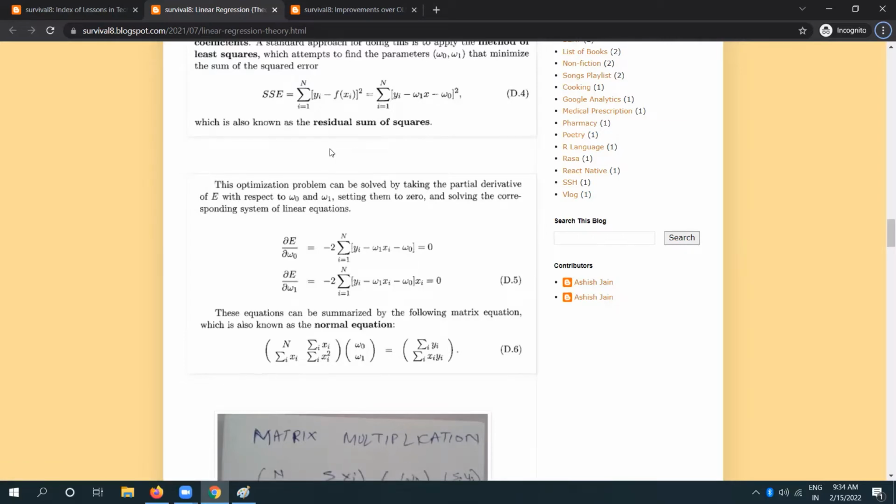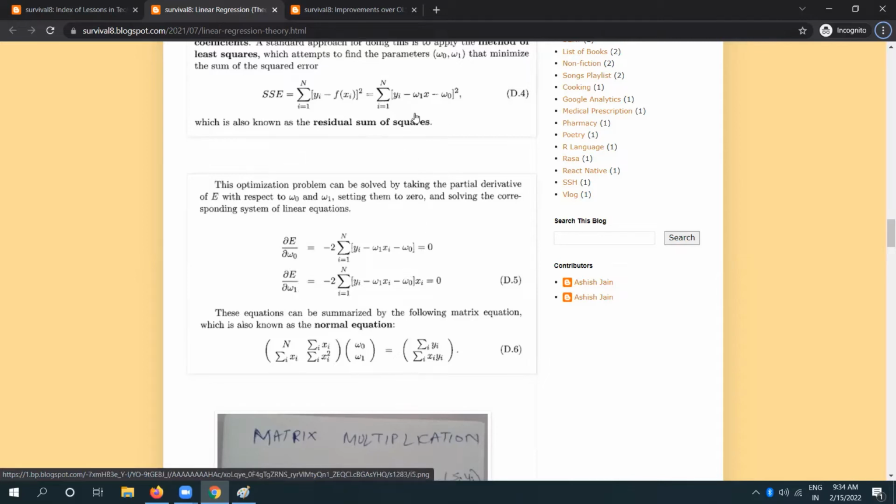Any data point has two coordinates, x and y. yi is the data point and f of xi is what we calculate, and this looks like an equation of a line where w1 looks like the slope and w naught looks like the constant, the y-intercept. So we have expanded it in this form. Once you have the sum of squared error expanded in this form, we take partial derivatives of the error function with respect to w naught and w1.